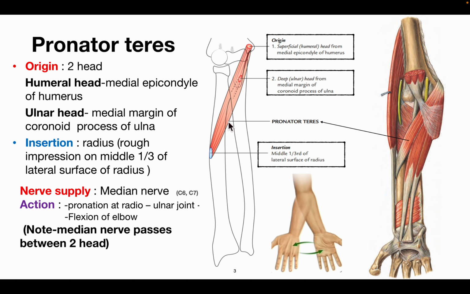The insertion takes place in the radius bone, that is the rough impression of the middle 1/3 of the lateral surface of the radius. This is known as the radius, and this area is known as the middle 1/3 of the lateral surface of the radius. Nerve supply is by the median nerve, root value C6 and C7. The action of the pronator teres is pronation at the radio-ulnar joint as well as flexion of the elbow joint. And keep in mind, the median nerve passes between the two heads of the pronator teres. You can see here this is also known as the pronator teres.